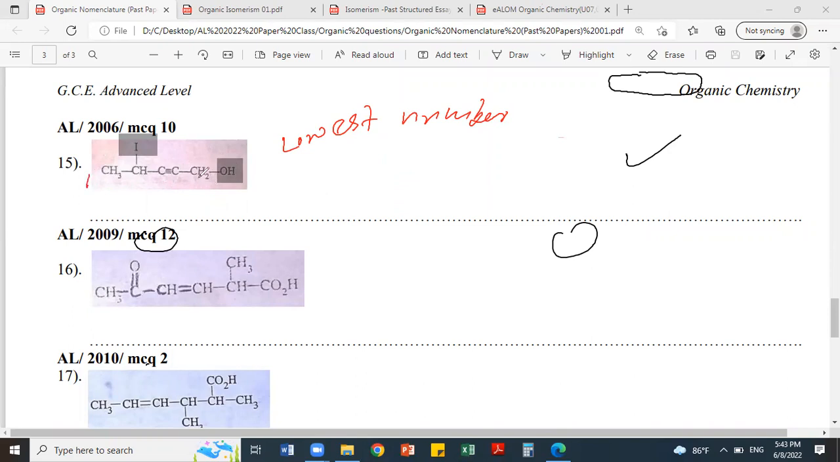Why? You have to give the lowest number to the carbon where the functional group is attached. And the second highest priority, the triple bond should get the lowest number. Okay? So your longest chain should include the functional group, and any double bond or triple bond also should be included in the longest carbon chain. So we'll number the carbon chain now.